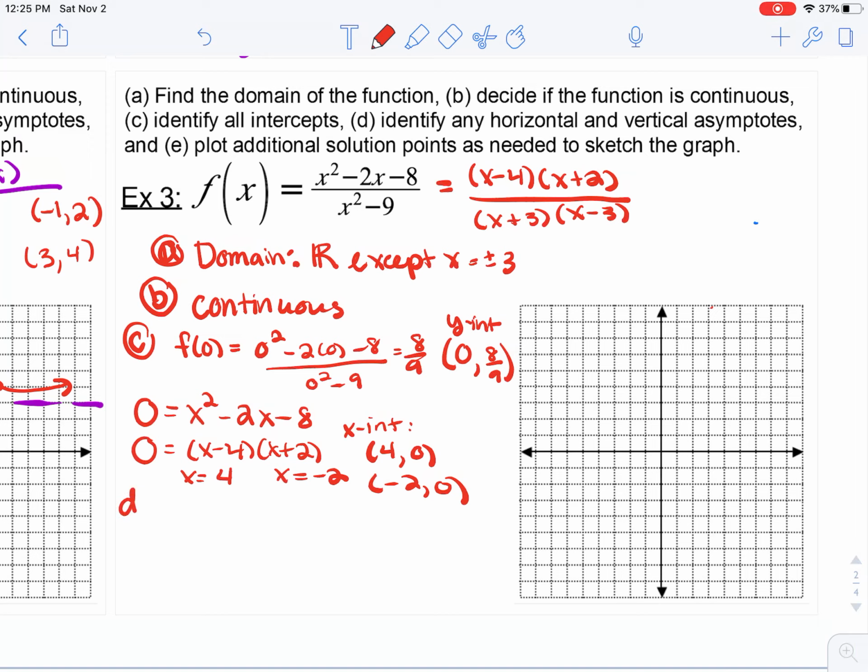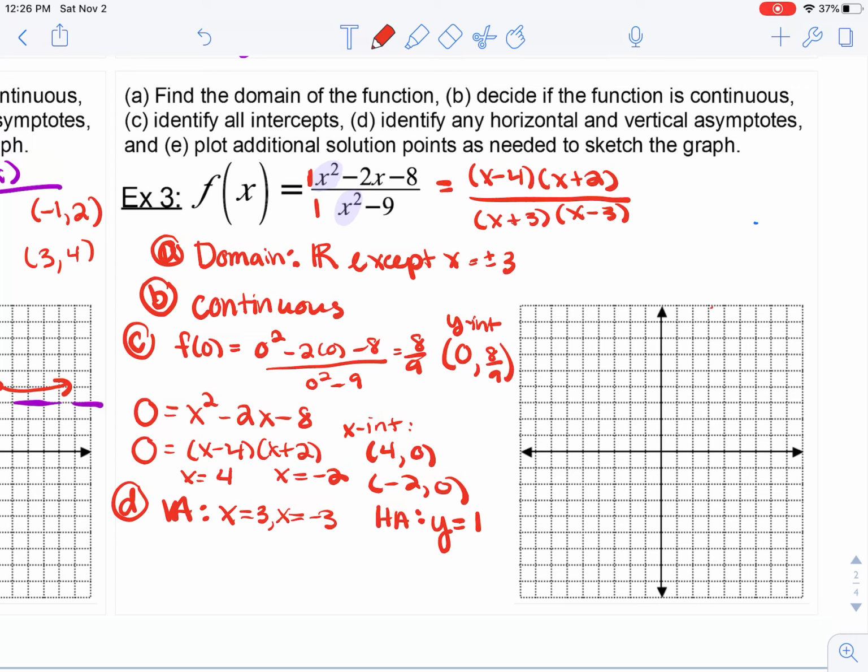And then part D, we want to figure out the vertical asymptote and the horizontal asymptote. So if you look at the vertical asymptote, remember you could kind of steal this from the domain. X equals 3 and x equals negative 3. So I will have two vertical asymptotes. And then the horizontal asymptote, in this case, the degree of the leading coefficients is 2 and 2, so that's equal. So we would take the ratio of the leading coefficients. So in this case, it would just be y equals 1 divided by 1, which is 1.